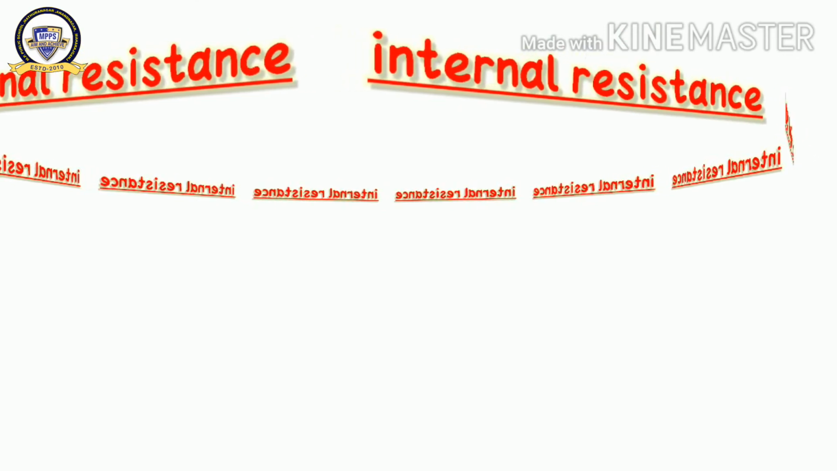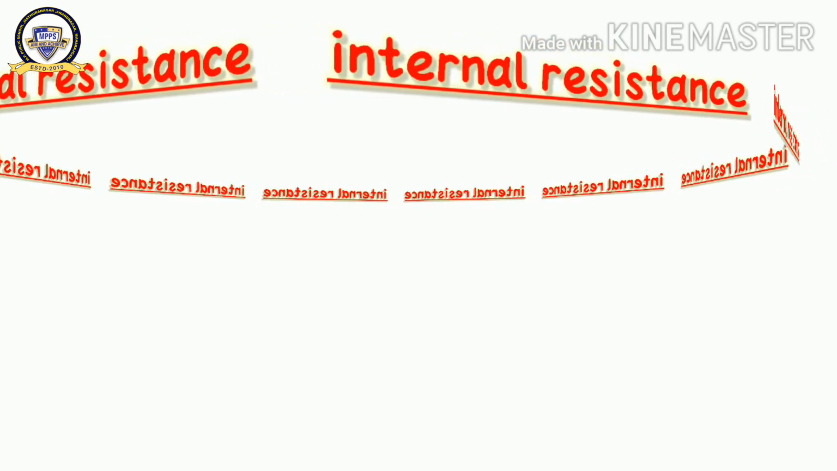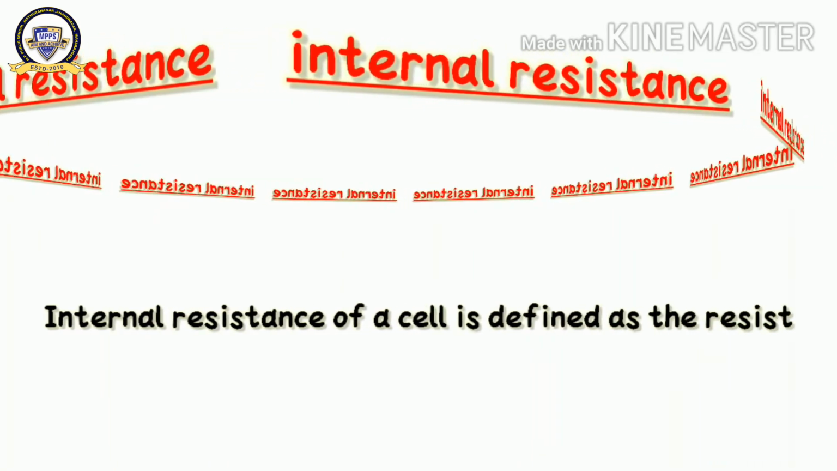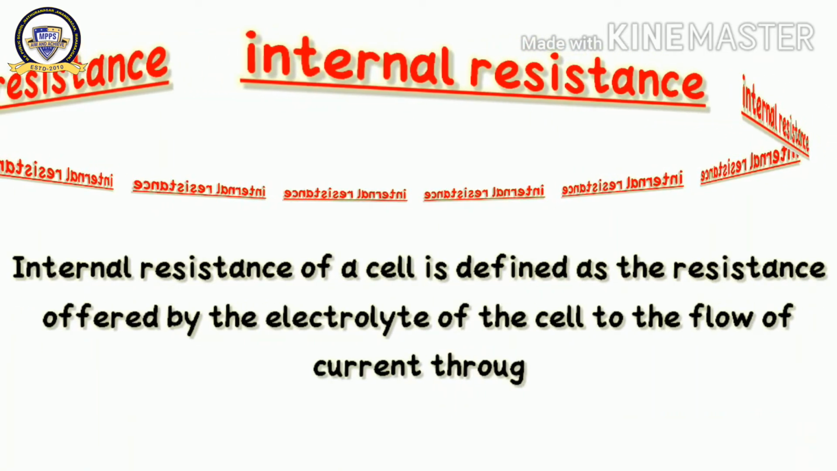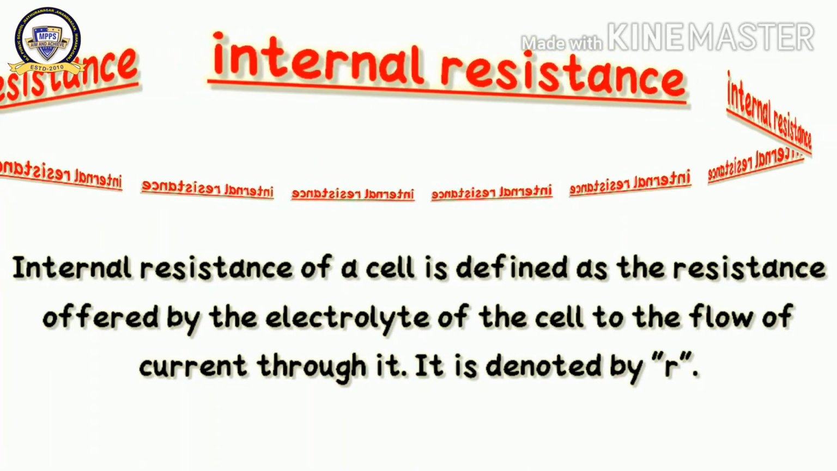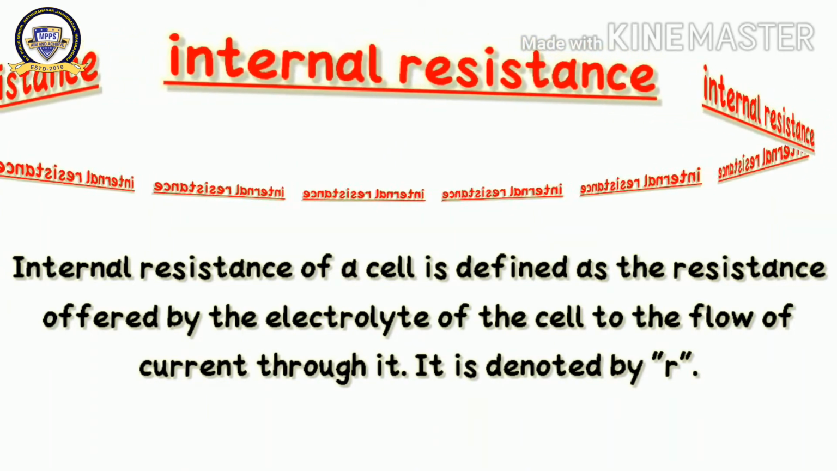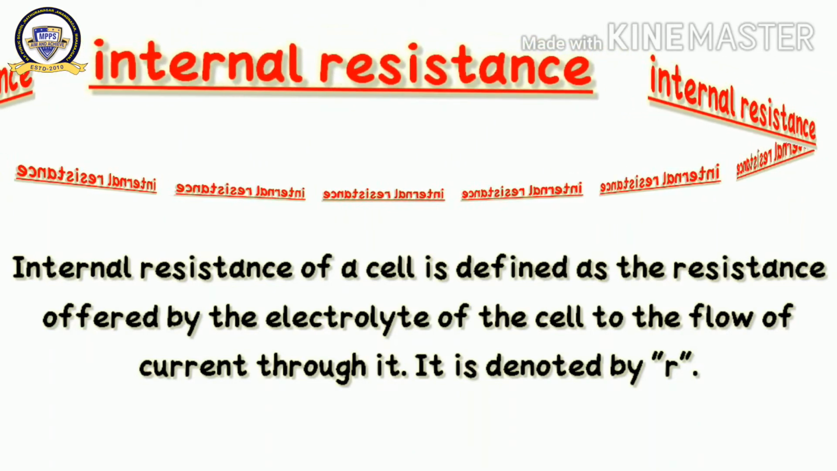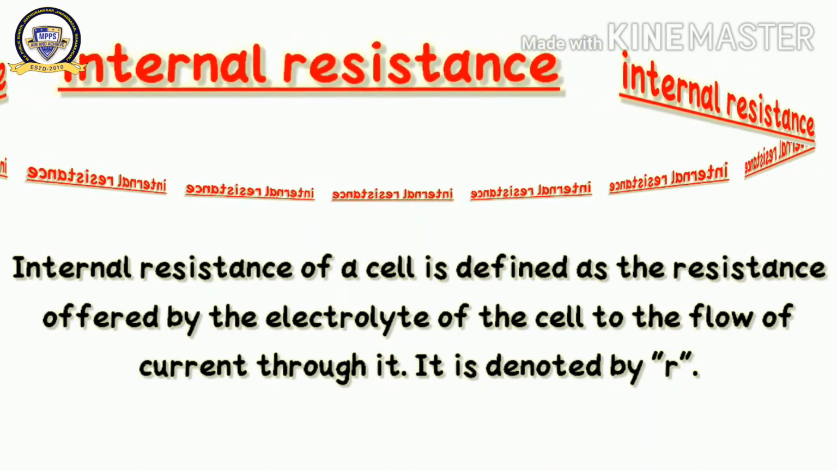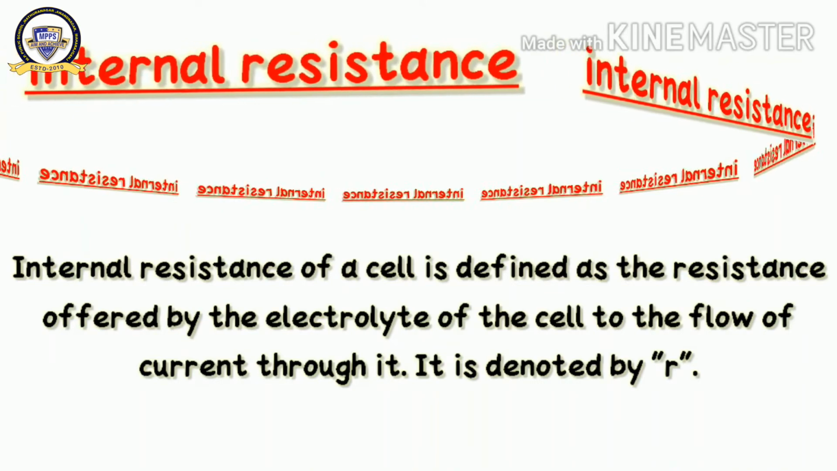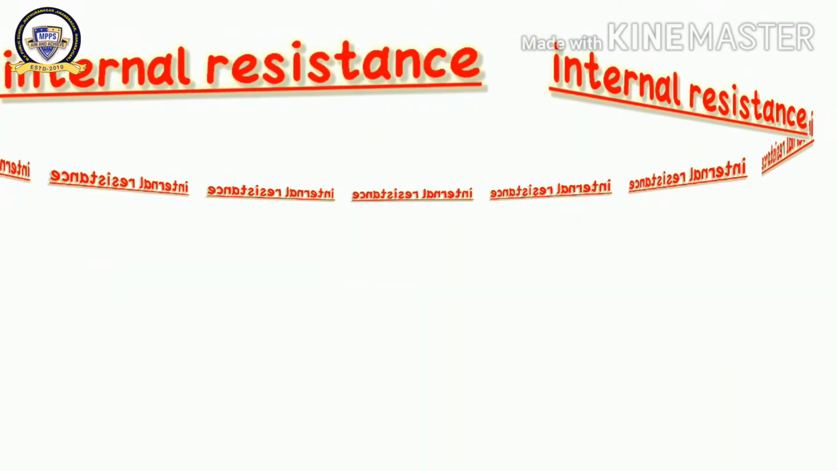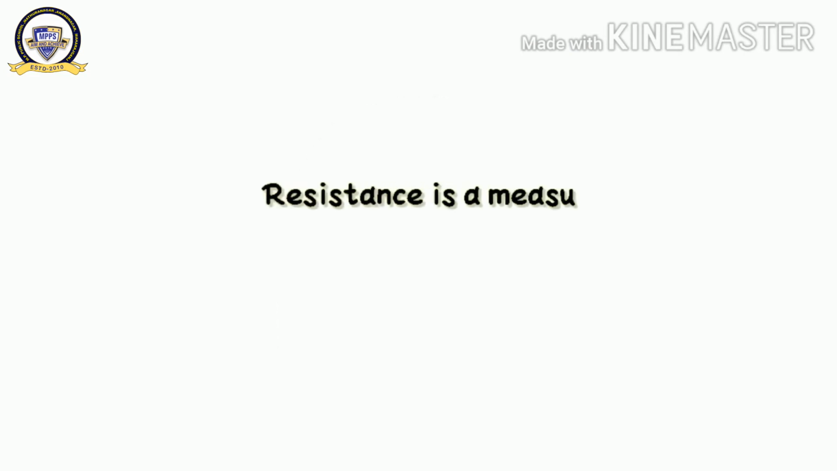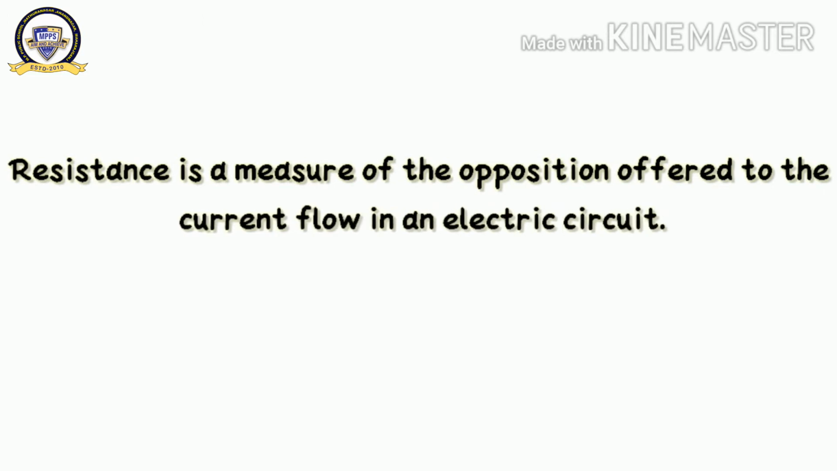Now it is time to define and to know about internal resistance. Internal resistance of a cell is defined as the resistance offered by the electrolyte of the cell to the flow of current through it. It is denoted by small r. Now we can say that resistances are of two types. The first one is internal resistance and the second one is external resistance. The external resistance is termed as resistors. The SI unit of these two resistances is the same, ohm. Resistance is a measure of the opposition offered to the current flowing in an electric circuit.